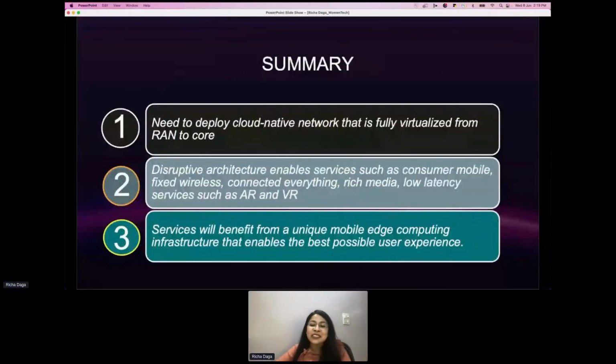So this is finally the summary of what we talked about in this quick session, and that is that the cloud network has to be fully virtualized from the RAN to the core if we want to reap the benefits of 5G. And with this disruptive architecture in place, we can enable applications such as fixed wireless, low latency services, and rich media. All of this also enables mobile access, that is, edge computing infrastructure that enables the best possible user experience. So I've tried to sum up all of this, that is, the network modernization required for 5G, in these slides.